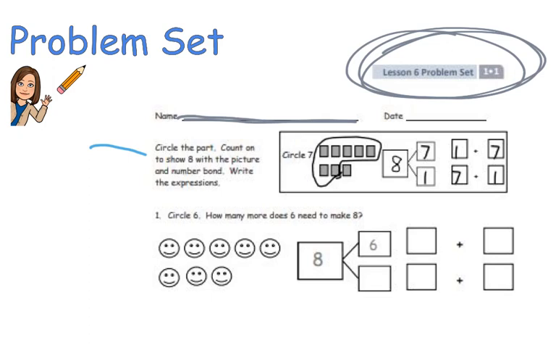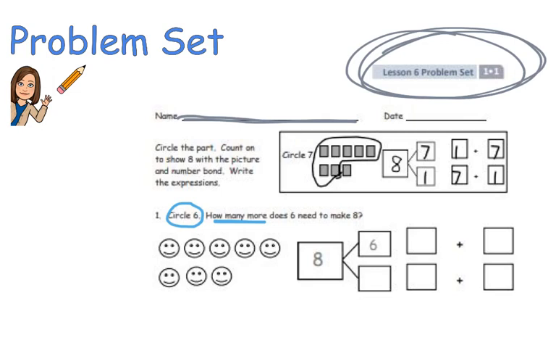All right, so let's read number 1. It says to circle 6. So I'm actually going to circle the words too, so it helps me remember what to do when I have to actually go and do the problem. So I have circle 6. How many more? Ooh, that's some keywords right there. Does 6 need to make 8?